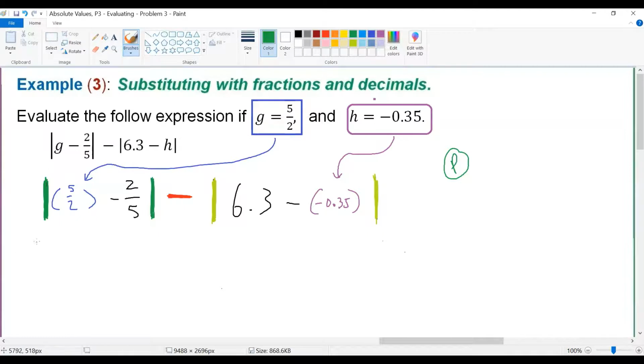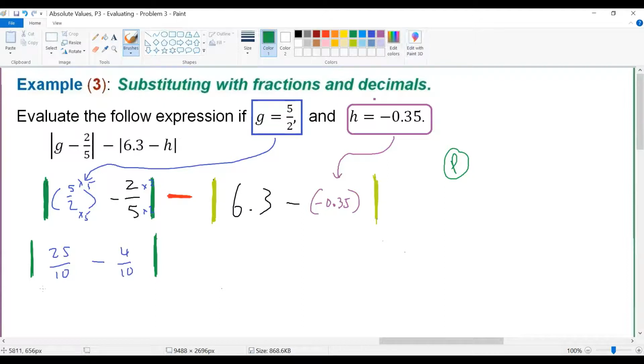So in the first set of absolute values, we just want to remind ourselves that in order to subtract fractions, we need a common denominator. So I'm just going to quickly rewrite the first fraction with a common denominator of 10. I'll multiply top and bottom here by 5, which gives us 25 over 10. I'm going to multiply top and bottom here by 2, so I'm going to end up subtracting 4 over 10.